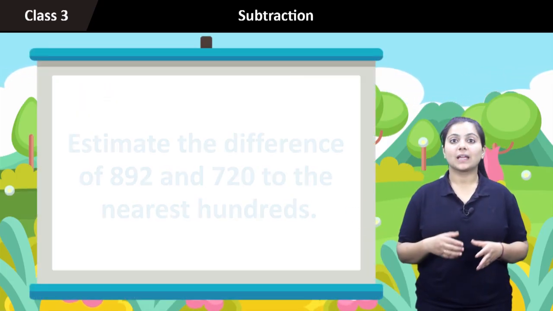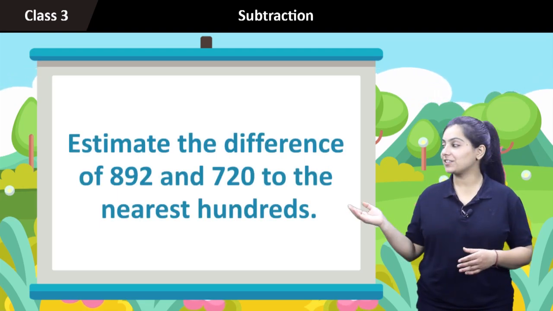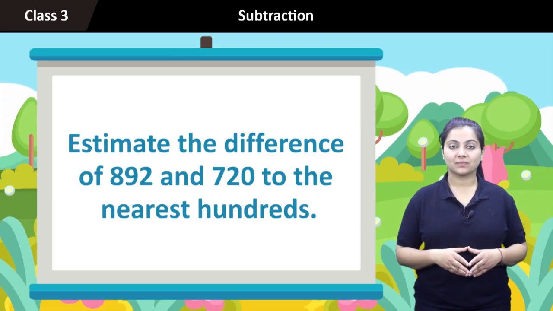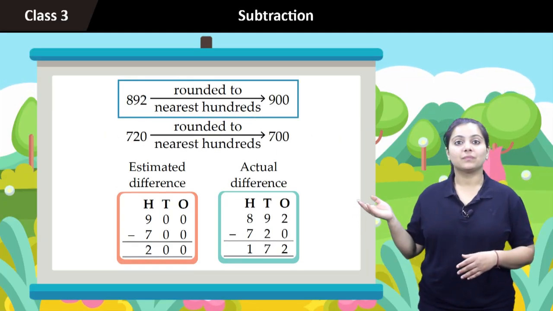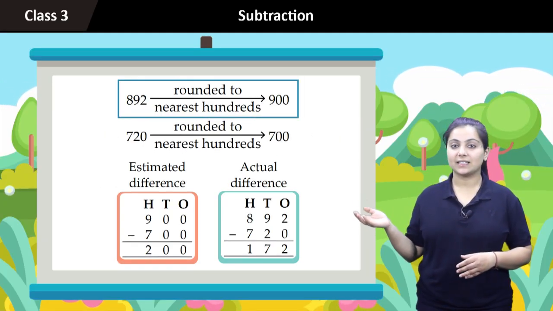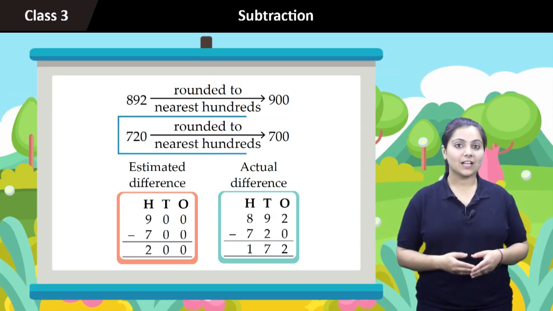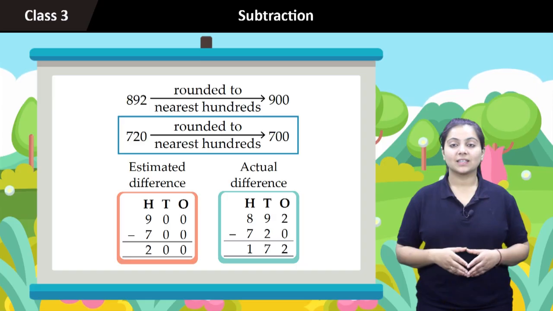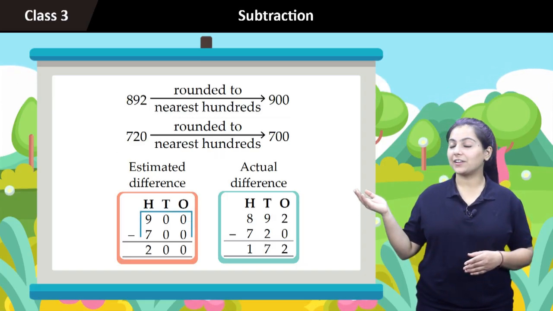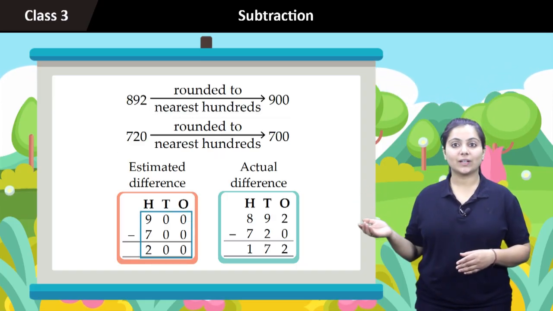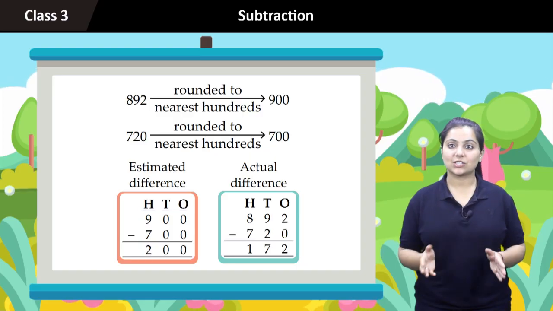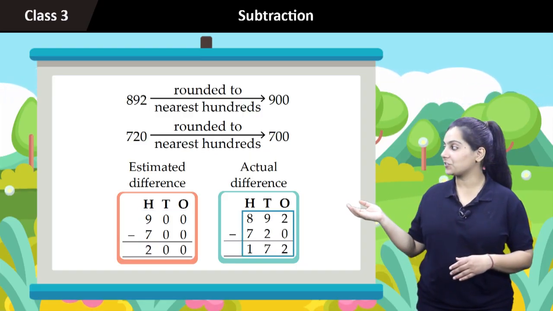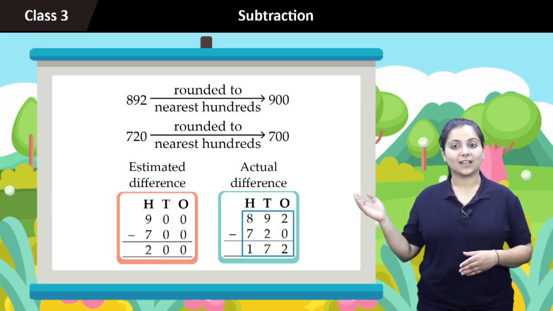Example 2. Estimate the difference of 892 and 720 to the nearest hundreds. 892 rounded to nearest hundreds is 900. 720 rounded to nearest hundreds is 700. Estimated difference 900 minus 700 is equal to 200. Actual difference: 892 minus 720 is equal to 172.